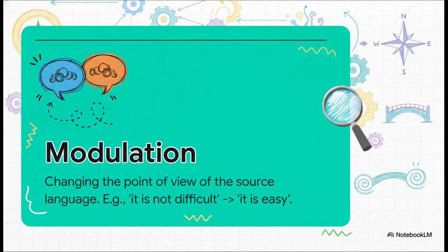Next is modulation. And this is where it gets really clever. This is about changing your point of view, shifting the perspective just a little bit. So instead of translating, "it is not difficult to show," you flip it to the positive and say, "it is easy to show." The logic is identical, but the phrasing feels so much more natural. In fact, Vinet and Darbonnet called this the touchstone of a good translator. This is what separates the pros from the amateurs.